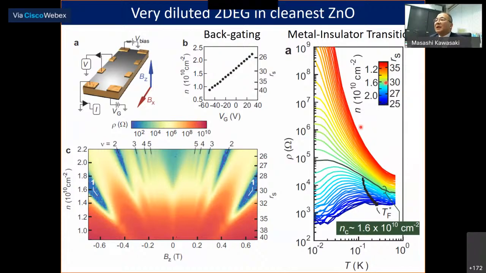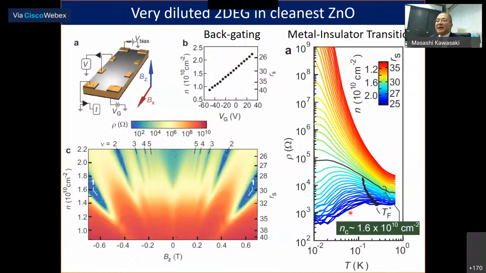And by changing this charge carrier density from 1 to 2, then you see, if you have more charge carriers, the system becomes metallic. And if you have lower electron density, the system becomes insulating. And this kind of metal-insulator transition occurs right at the critical charge carrier density of 1.6 times 10 to the 10, which corresponds to a Wigner-Seitz parameter of 30. And in the insulating state, we see so-called Wigner crystallization. And here we have a metal-insulator transition.